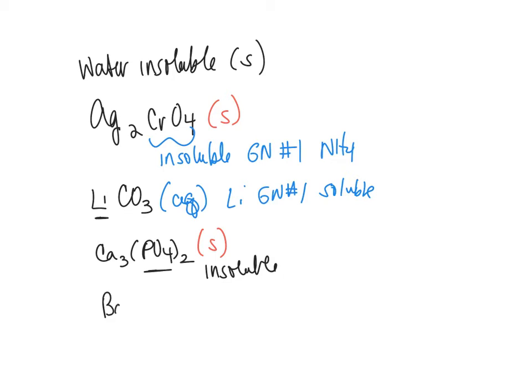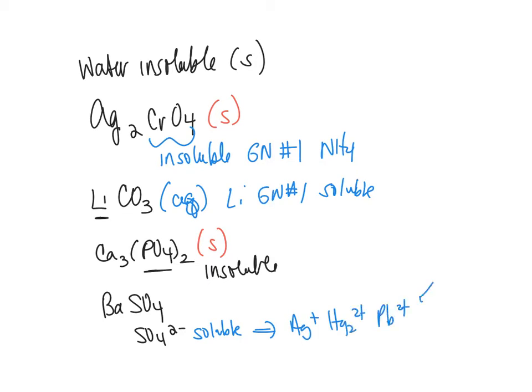Barium sulfate. Sulfate is typically soluble unless it is what? With silver, mercury, lead, and then the other three, right? Calcium, strontium, or barium. And so here's with barium, so that's going to be a solid and it's going to be insoluble.